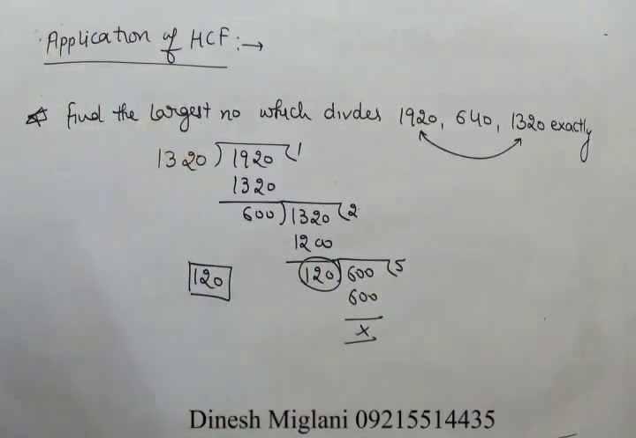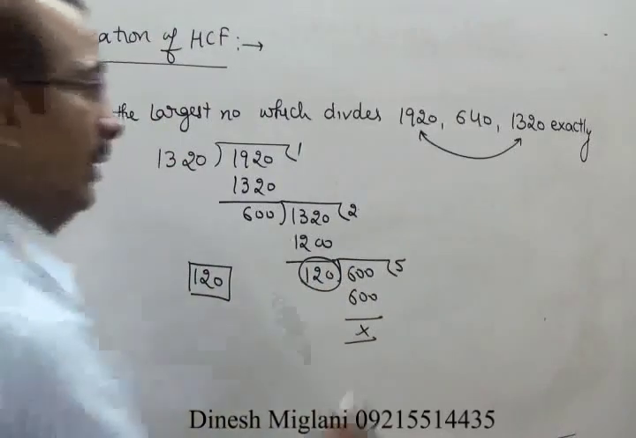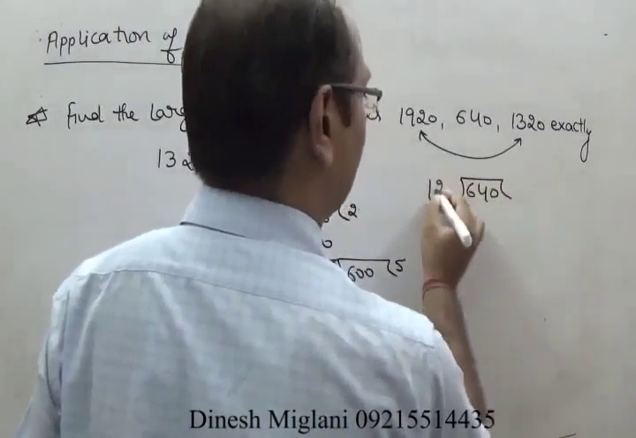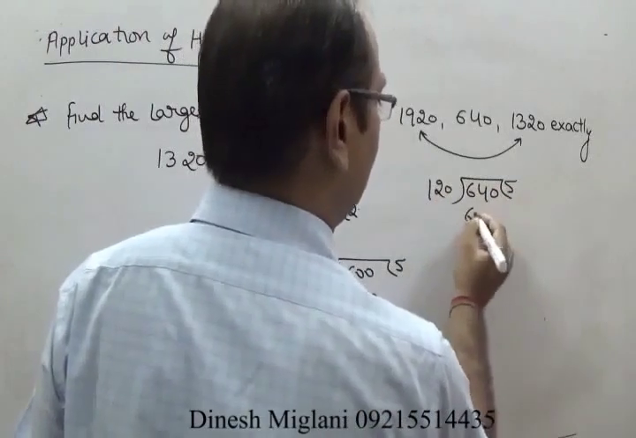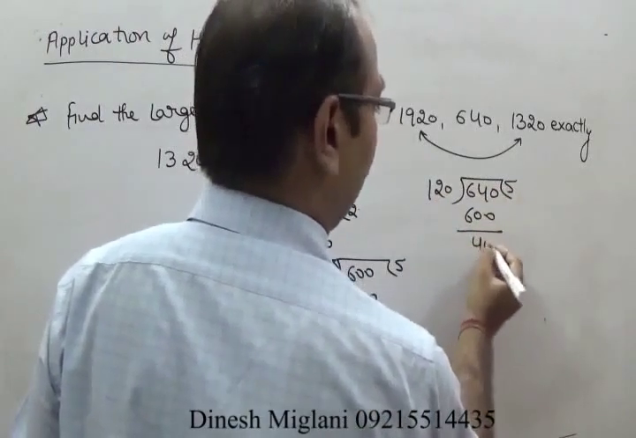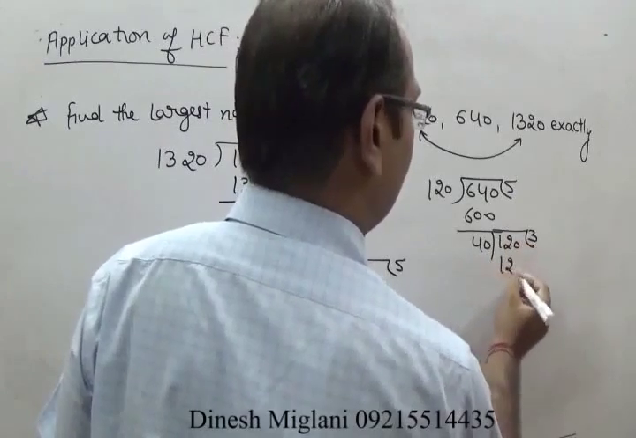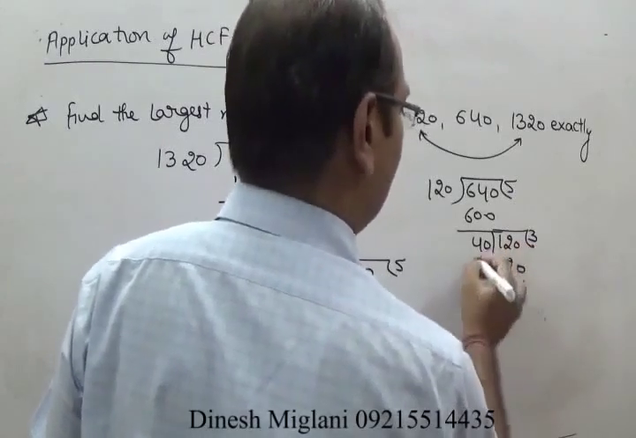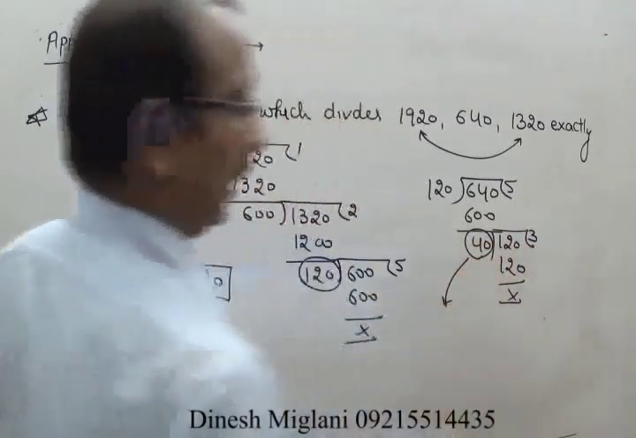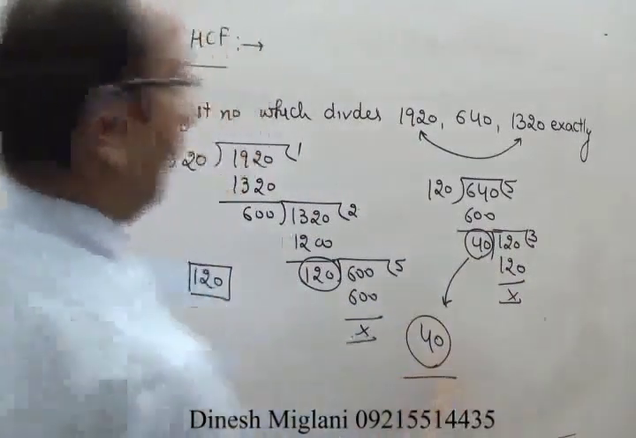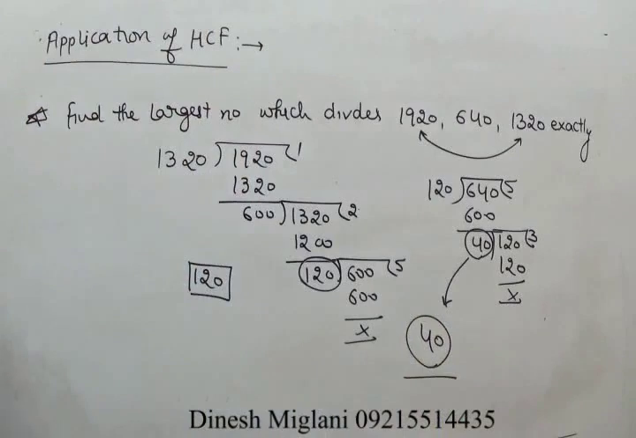Now one more number is given, that is 640. Now we will find the HCF of 640 with this 120. Apply the same process. 120 goes 5 times, you get 600, and 40 is the remainder. Then 120 divided by 40 goes 3 times, 120, that is also cancelled out. So here I can say my final HCF is 40. So we can say 40 is the largest number which divides the given numbers exactly.